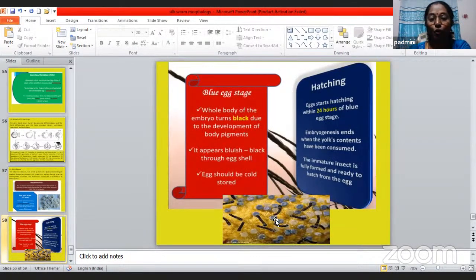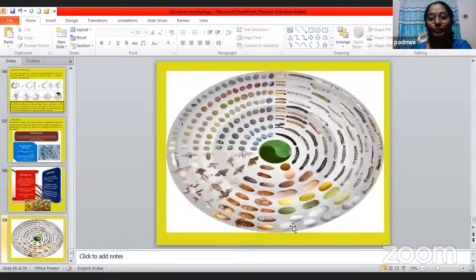Eggs should be cold stored. So if you want to take care of them, then you have to cold store them. And it hatches within 24 hours after the blue egg stage. Embryogenesis ends when the yolk contents have been consumed. That is, the larval form is consuming the yolk content that is present in the egg. And the immature insect is fully formed and ready to hatch from the egg. So here you can see they have been hatched from the egg.